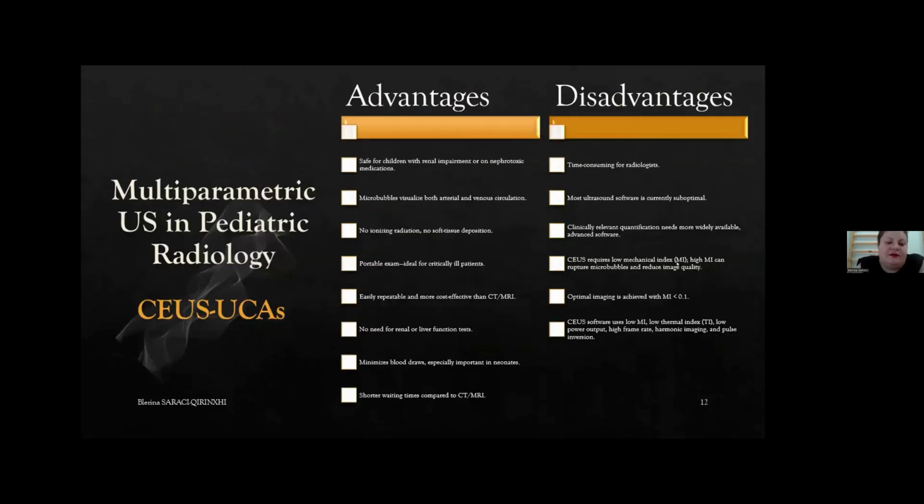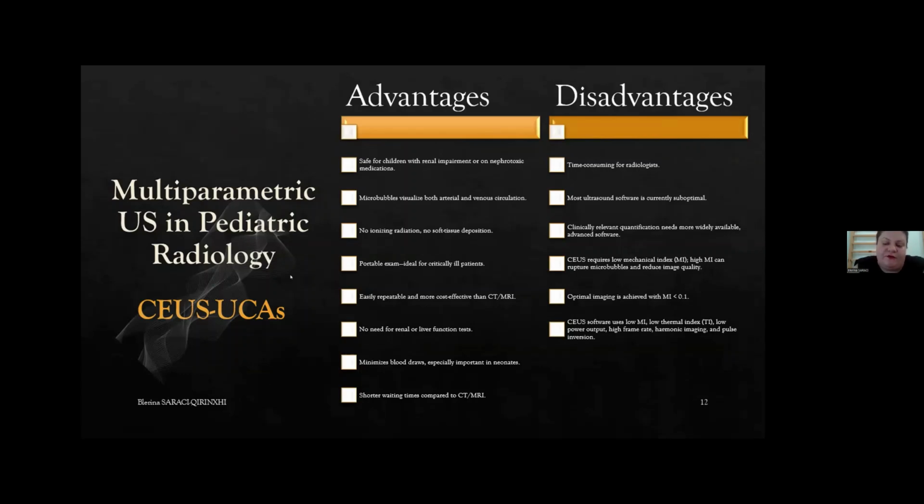Multiparametric ultrasound in pediatric radiology: CEUS procedure. Advantages: safe for children with renal impairment or on nephrotoxic medication. Microbubbles visualize both arterial and venous circulation. No ionizing radiation, no soft tissue deposit. Portable exam, ideal for critically ill patients. Easily repeatable and more cost-effective than CT and MRI. No need for renal or liver function tests. Minimizes blood draws, especially important for neonates. Shortest waiting time compared to CT and MRI.